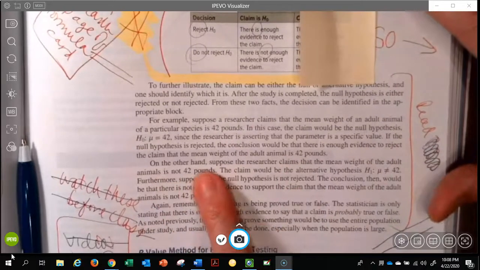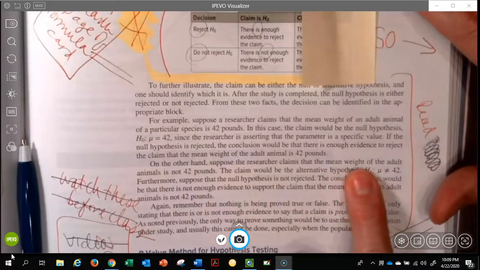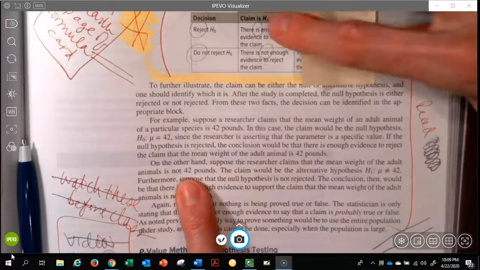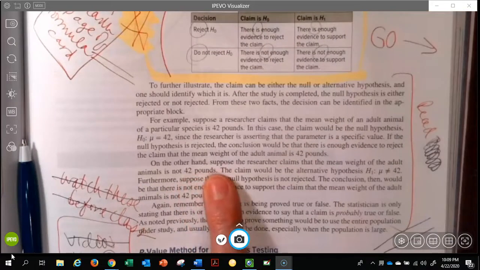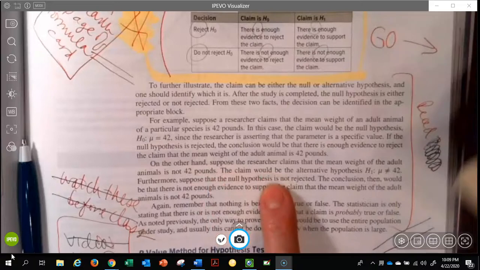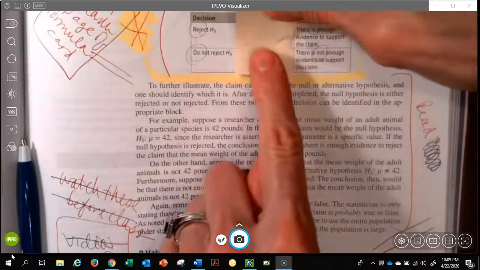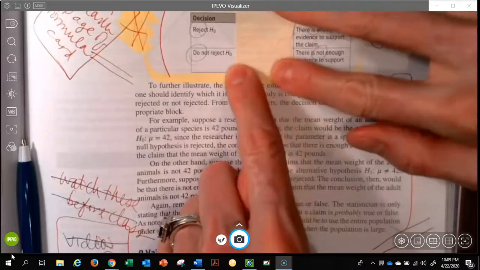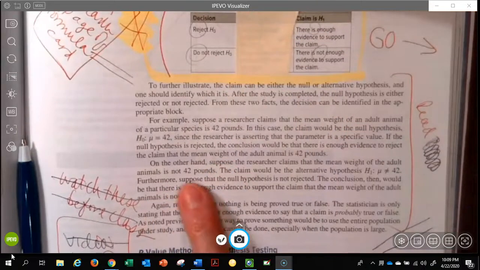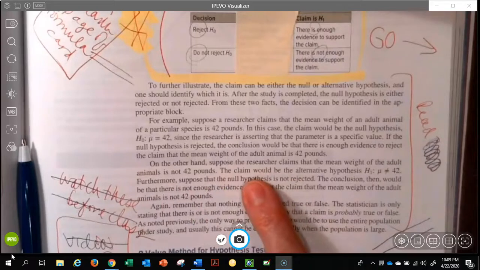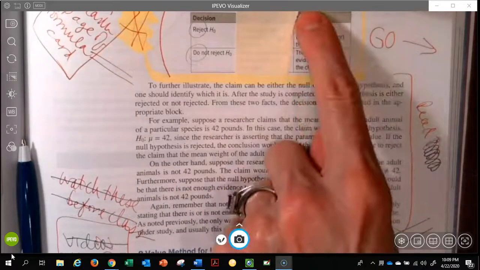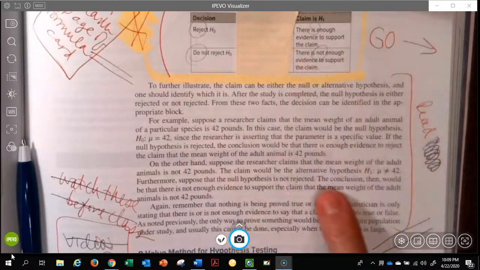On the other hand, suppose the researcher claims that the weight of the adult is not 42 pounds. And if it's not, then the claim falls into the alternative. So let's see if I can get enough little piece of paper right here. Then in the second example, they're saying that the claim is the alternative. So the claim is the alternative hypothesis.